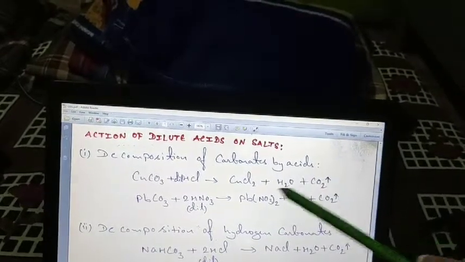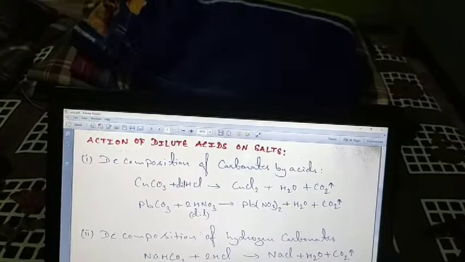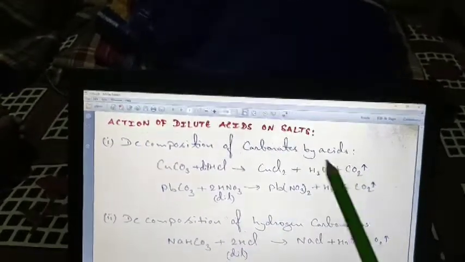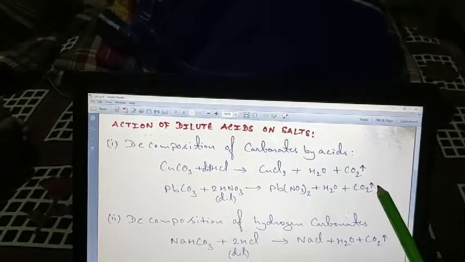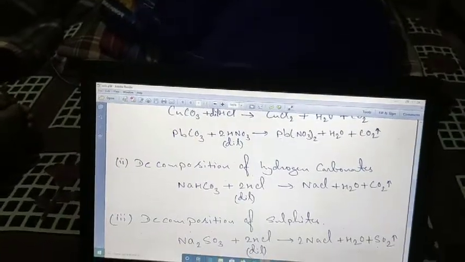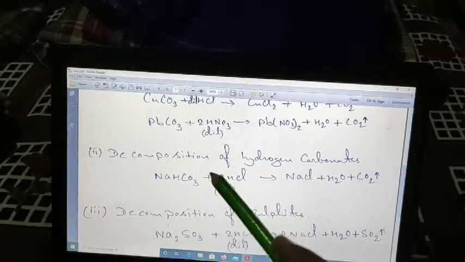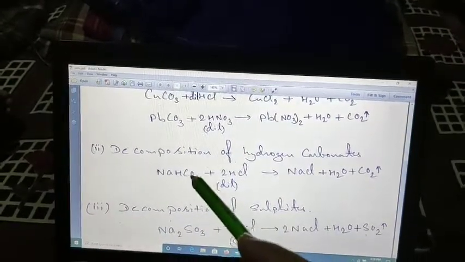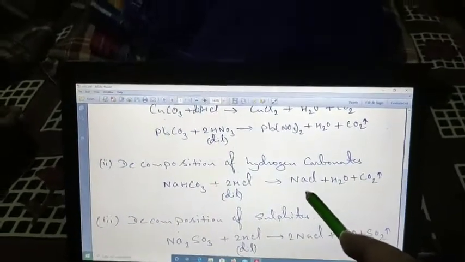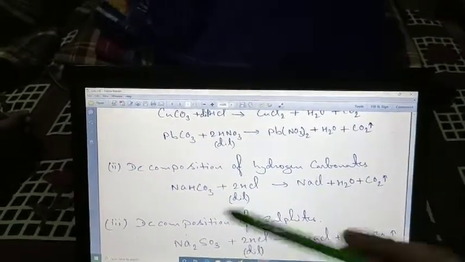That is the general equation. Similarly, lead carbonate when treated with dilute nitric acid is going to form lead nitrate, water and carbon dioxide. So from carbonate you are getting carbon dioxide. Next we have decomposition of hydrogen carbonate, that is bicarbonate. When you take sodium bicarbonate or hydrogen carbonate and treat it with dilute HCl, it is going to give you sodium chloride, water and carbon dioxide.